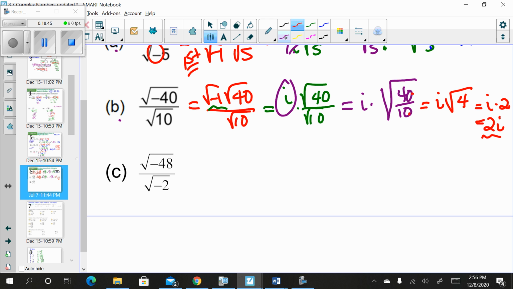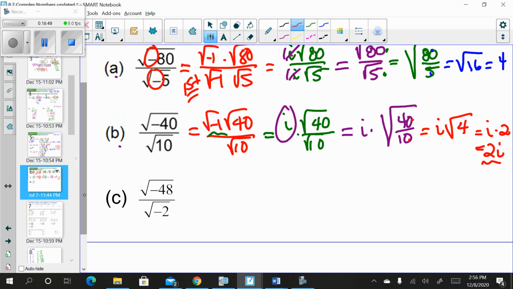Okie doke, let's take a look at the last one. I want to see if you can tell, which one is it more like? Is it more like letter A or letter B? See if you can think about why it would be more like letter A or letter B. Well, hopefully you're looking at it's more like letter A because both of them have negatives underneath. So we're going to actually think of this as square root of -1 times square root of 48, and a square root of -1 times a square root of 2. Get those negatives out right away.